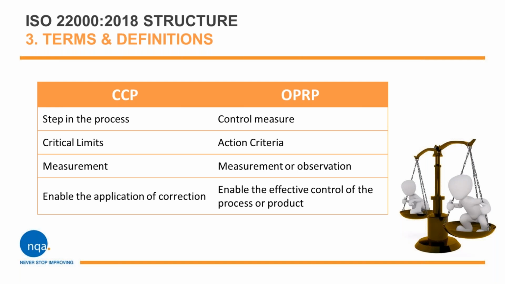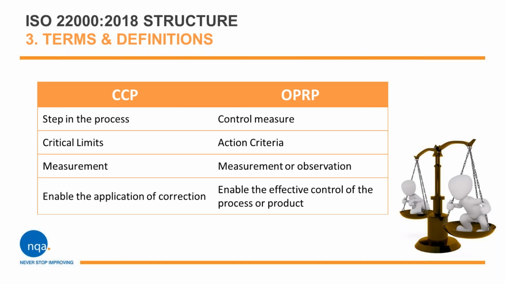For the monitoring of CCPs, we have critical limits that must be measurable. For the monitoring of OPRPs, we have an action criteria or action criterion that must be measurable or observable. Okay, so this is a good difference when discussing with your team what you are going to consider that point. If it's observable only, then it's going to be an OPRP. And the CCP will enable the application of corrections, whereas the OPRP will enable the effective control of the process or product.